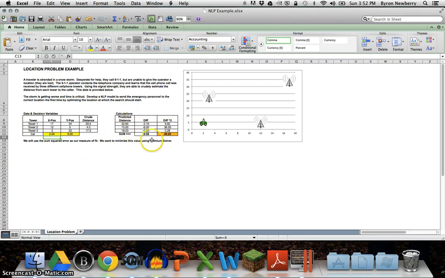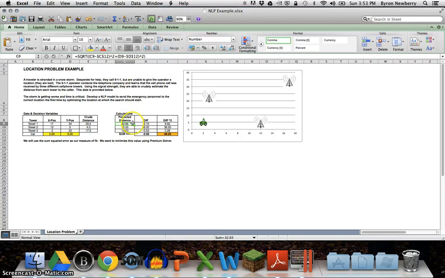Over here I have some calculations involved. First I'm going to calculate the distance. The distance equation is discussed in your text, but the distance between 2 points is the difference in the y values squared plus the difference in the x values squared. Add those together and then take a square root. That will give you the distance between 2 points.